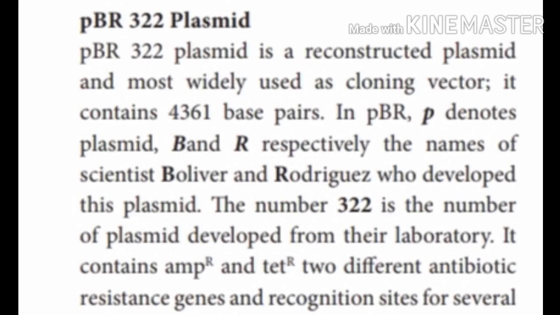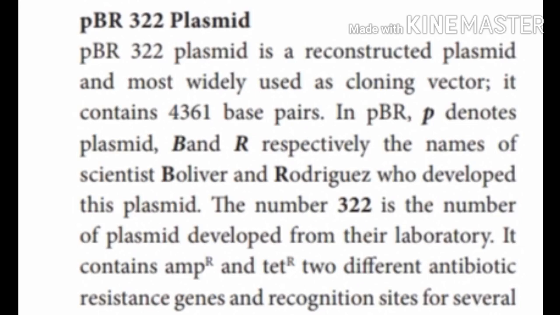You can split this answer into 3 main points. You have to know what is p, BR and 322. So 3 basic points. Let's read the first point. It is a plasmid. So pBR322 is a plasmid. First point is a constructed plasmid used as cloning vector. And second point, it contains 4361 base pairs. Third point, p denotes plasmid.